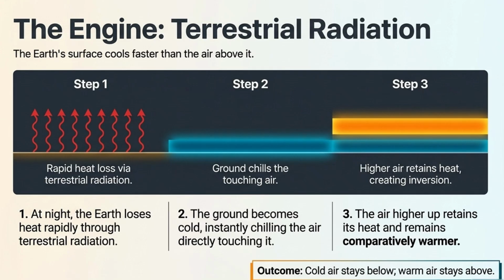Let's take a simple example. Imagine you keep a cup of hot tea on a table. After some time, the cup becomes cool because it loses heat to the surrounding air. In a similar way, after sunset, the earth's surface also loses heat and becomes colder. The air touching the ground cools first, while the air above stays warmer. This is the basic process that creates temperature inversion, especially during a clear and calm winter night.